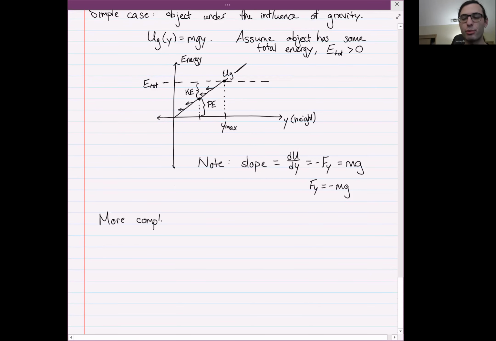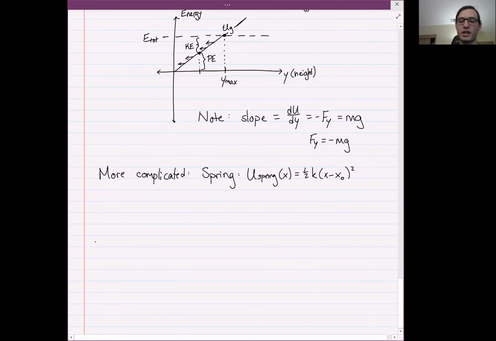All right, let's look at a more complicated example, the spring. We're again going to look at a spring along the x-axis that has equilibrium at x naught. The potential energy function for the spring as a function of x is 1/2 k times (x minus x naught) squared. The picture here is that you have your spring and a block attached to the spring. Maybe this coordinate is x equals 0. This position is x equals x naught at equilibrium. And maybe the block has some speed at that point.